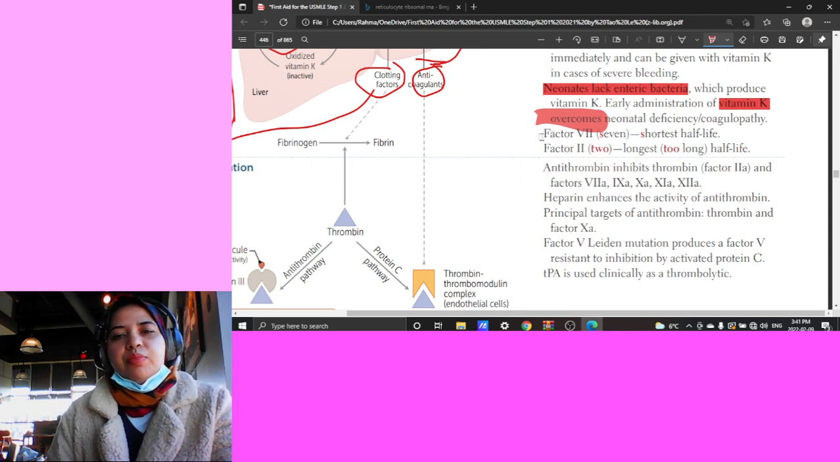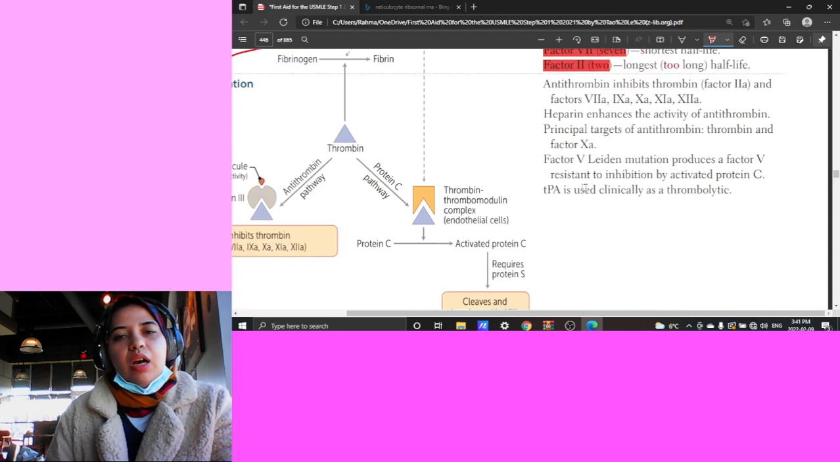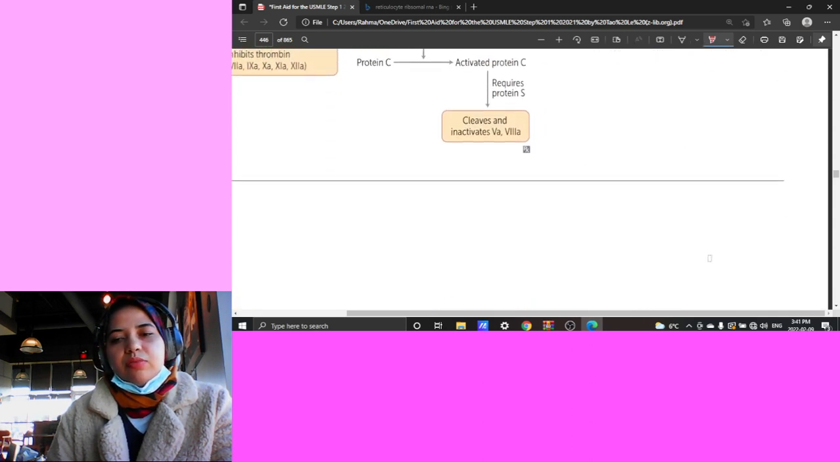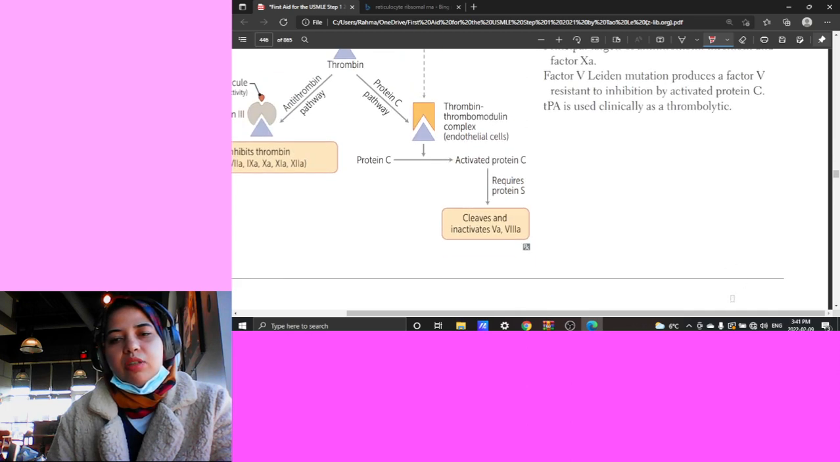The two things you do have to be aware of are factor 7 and factor 2. Factor 7 has the shortest half-life and factor 2 has the longest half-life. The important thing here is to really understand something with regards to warfarin.